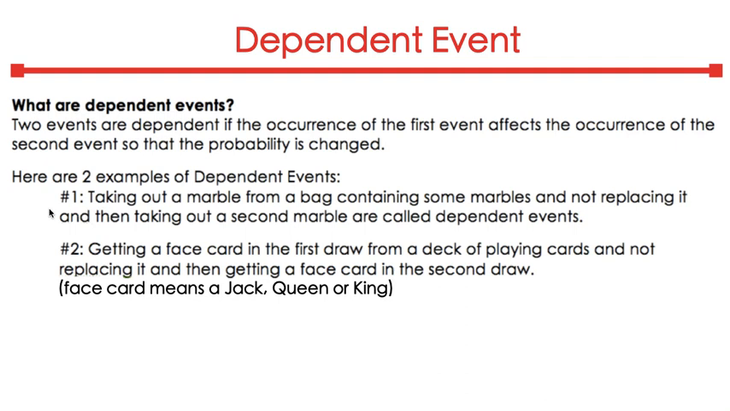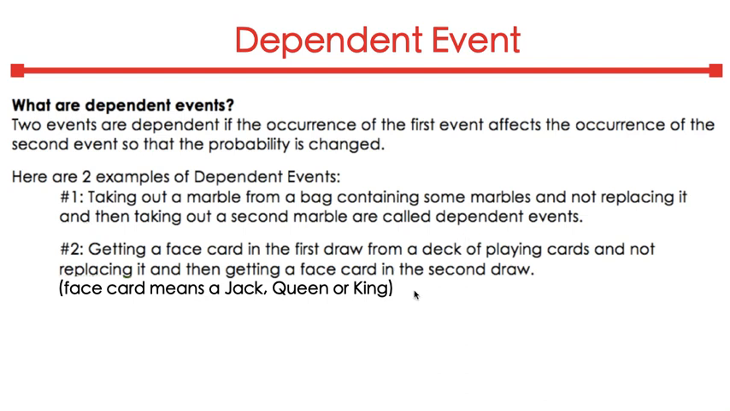Example 1. Taking out a marble from a bag containing some marbles and not replacing it, which means you're not putting the first marble back into the bag. And then you reach in and take out a second marble. This situation is considered dependent events because once you take out that first marble and you keep it, it will affect the probability of the second marble. Let's take a look at another example.